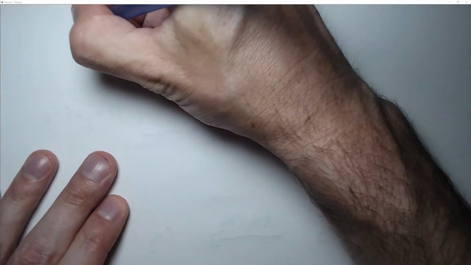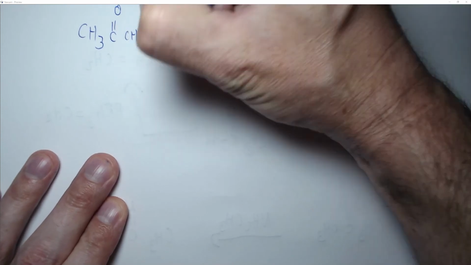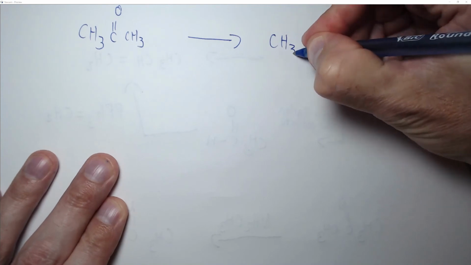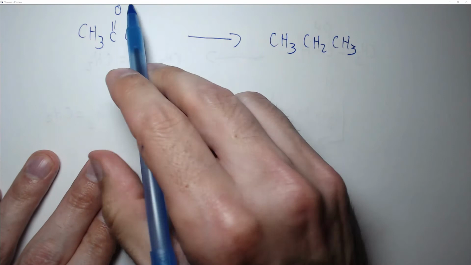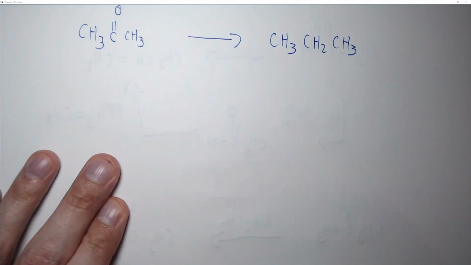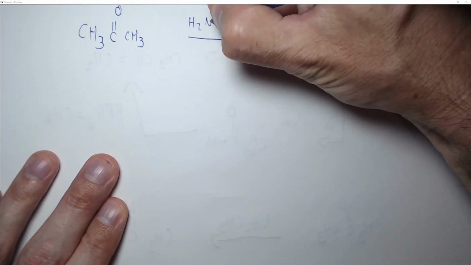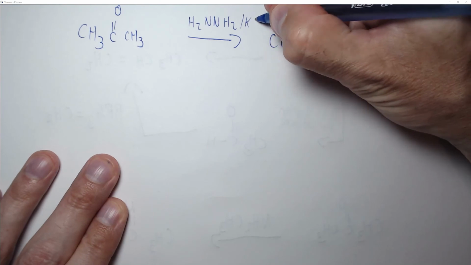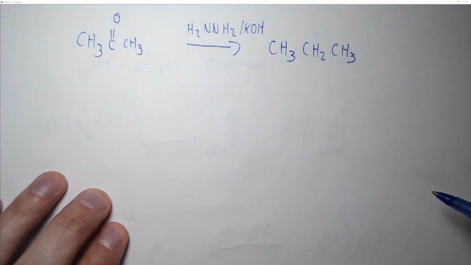There's two more left. We're going to, again, in all three of these cases, start with acetone, C double bond O, CH3. And this time, we want to turn acetone into propane. To get rid of this, we use the Wolff-Kishner reaction, and that's going to use hydrazine, H2N-NH2, in the presence of KOH to make this reaction happen.